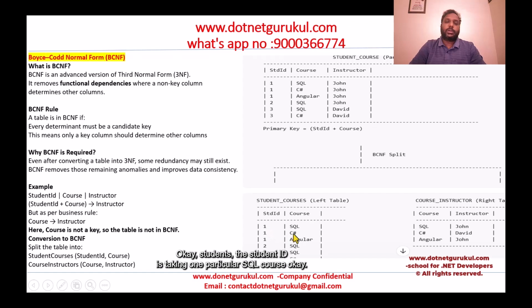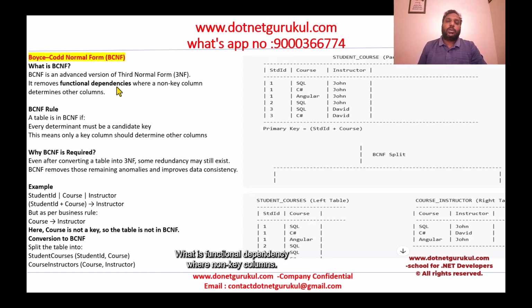A student ID is taking a particular SQL course. He is taking multiple courses, and a particular instructor has courses and an instructor name. As simple as that. So the Boyce-Codd normal form removes the functional dependency. We have to keep that in mind. So removing the functional dependency, what is functional dependency?